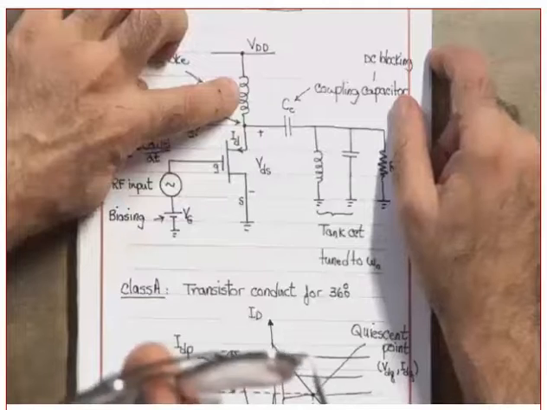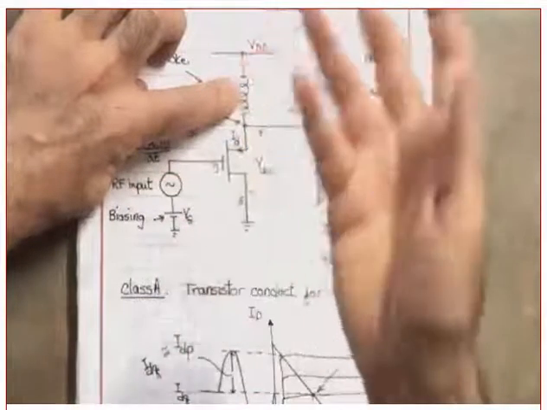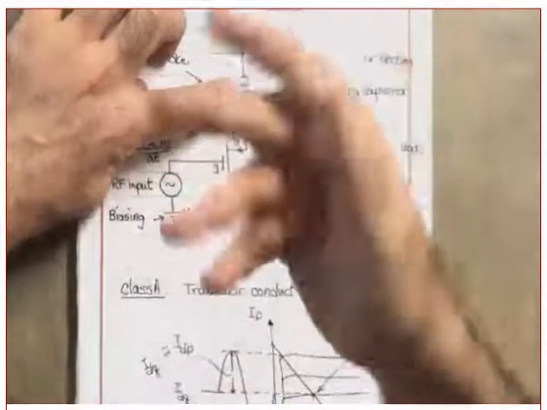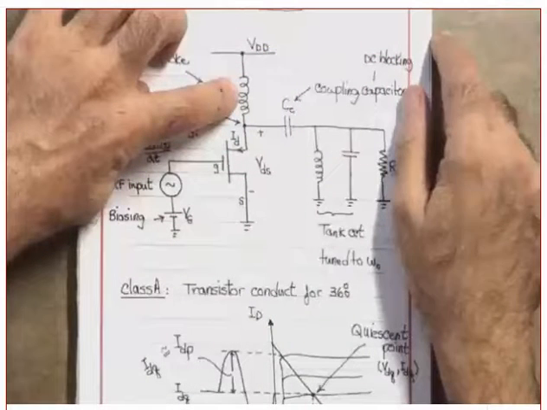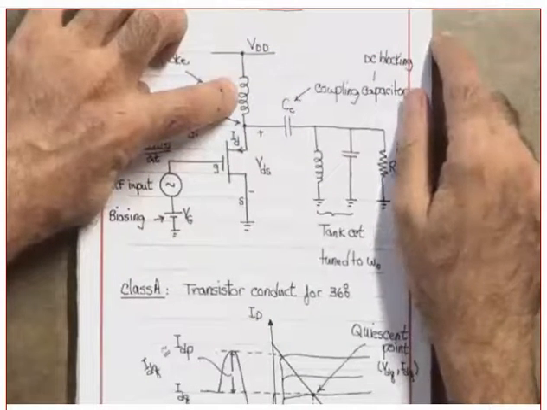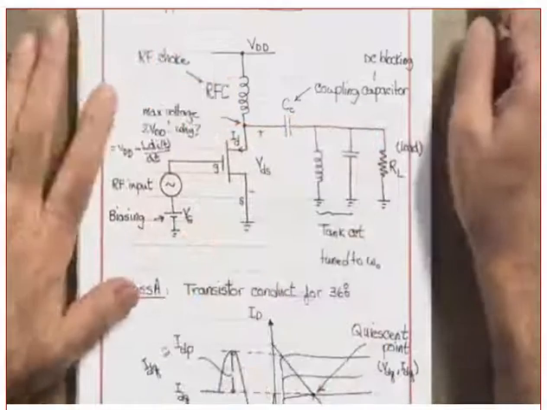Now, for the AC, what do I want this to behave as? For the AC means what? For the RF. AC means what? Alternating current means in the RF. What do I want this to behave as? I want it to behave as an open circuit, which means what? All the RF signal will come in here, from here to here. Did you get this or not?